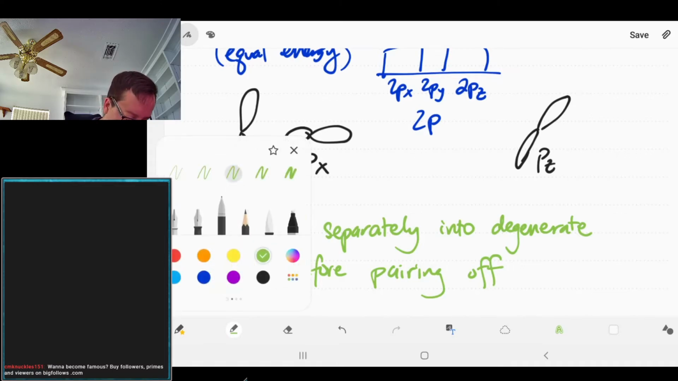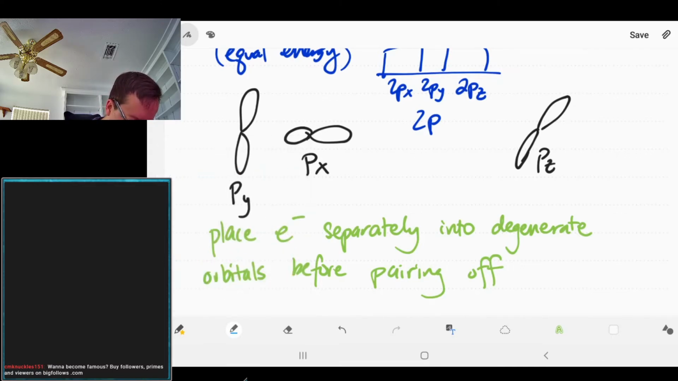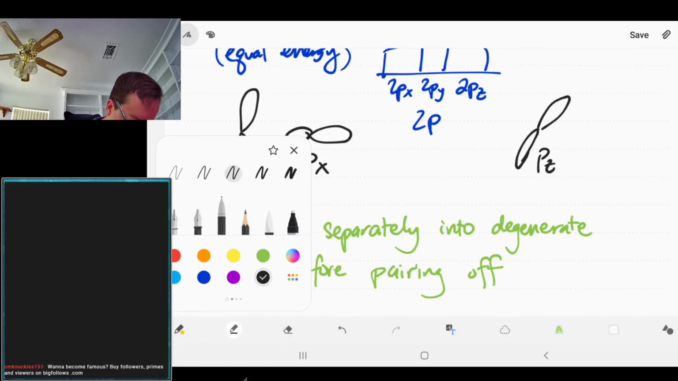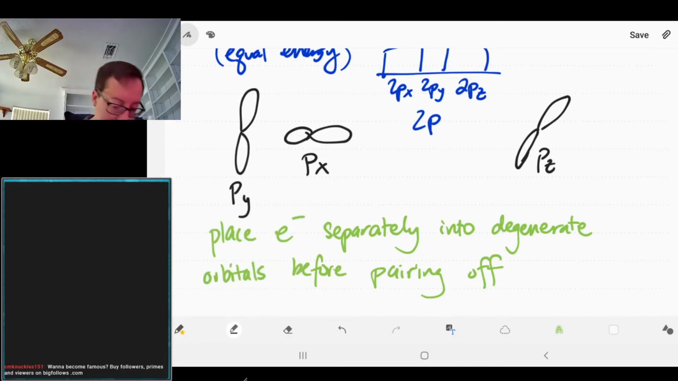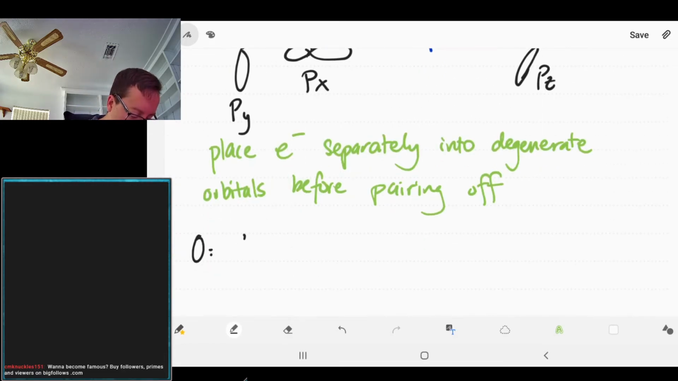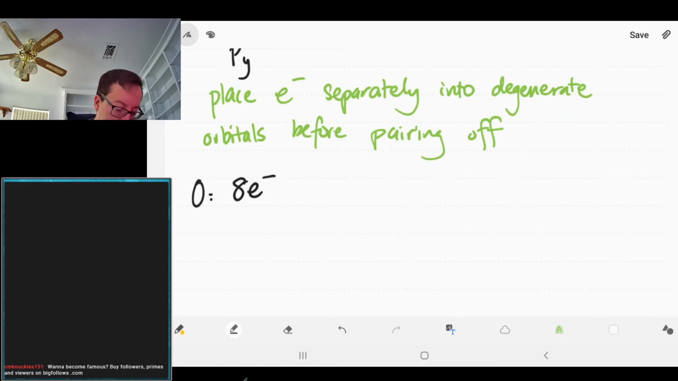So if we look at oxygen, let's see this in practice again. Oxygen has 8 electrons. Again, on the periodic table, if you find oxygen, it has an atomic number of 8. So if we're looking at the element oxygen, it has 8 electrons.